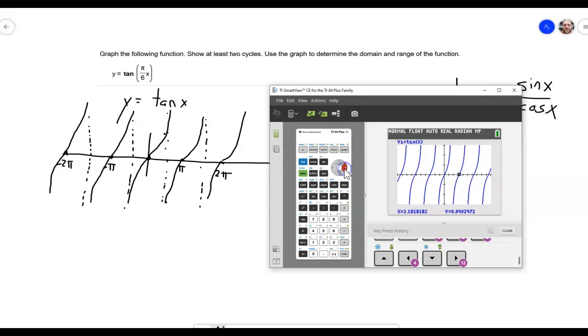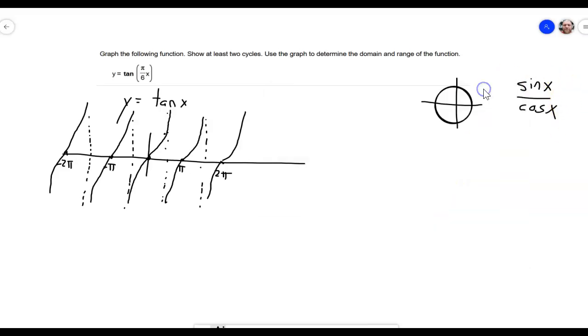If I put a trace right here, this point should be very close to pi, and as you can see, that is very close to 3.14, which it is. If I go to the next one, that should be very close to 6.28. It might be hard to see on the video, but 3.14, 6.28. Yep, which it is.